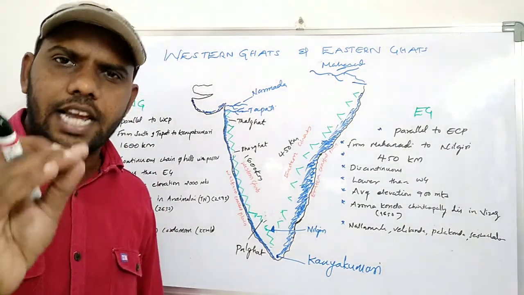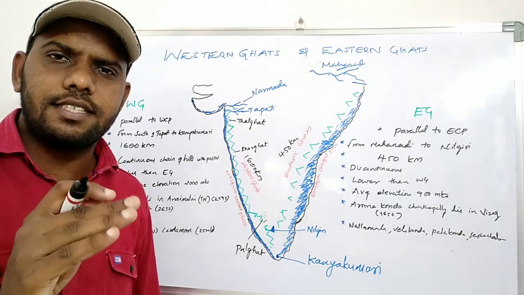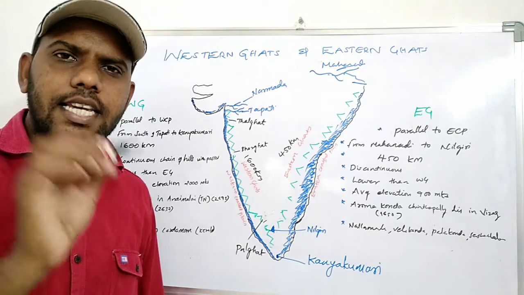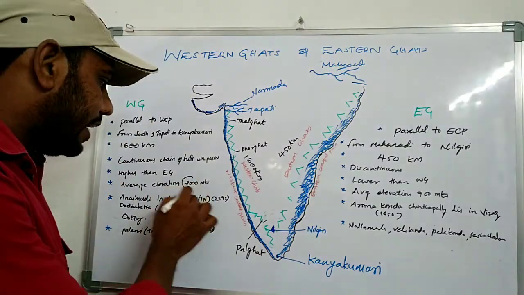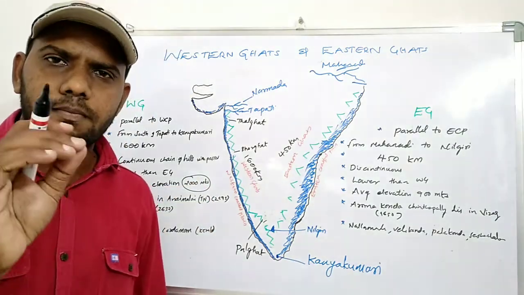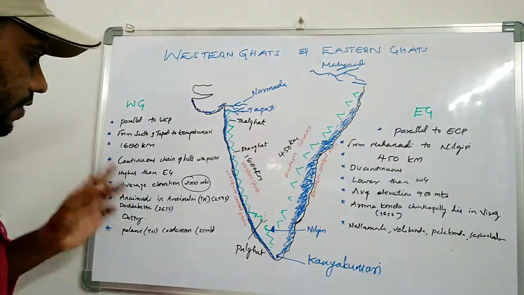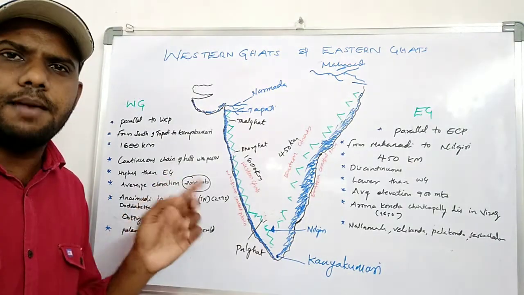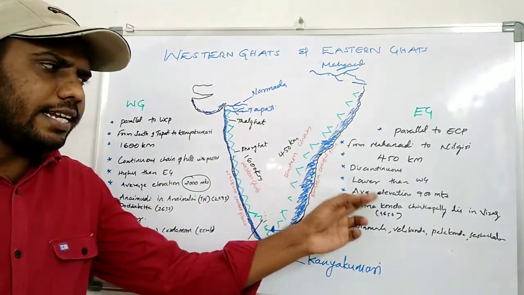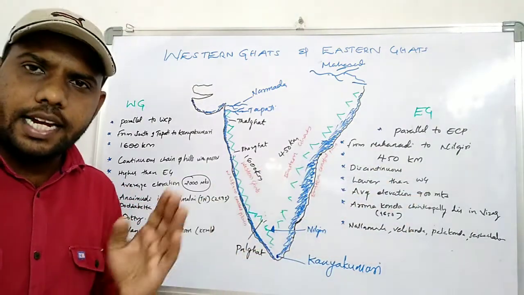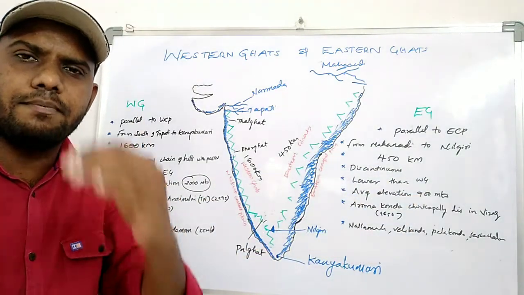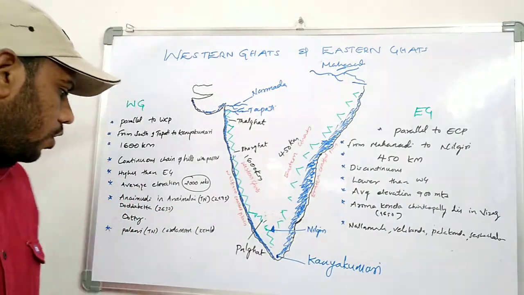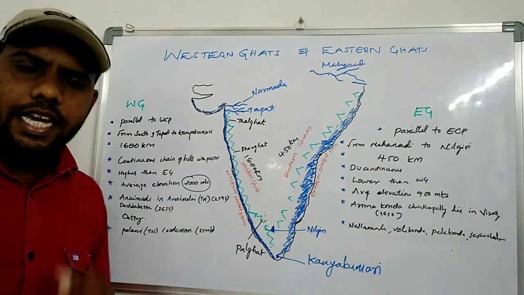The average elevation of the Western Ghats is above 2000 meters from the sea level. So average elevation how much? 2000 meters above sea level. And the average elevation of the Eastern Ghats is 900 meters above the sea level. Got it? Okay. Now we can find the highest peak.